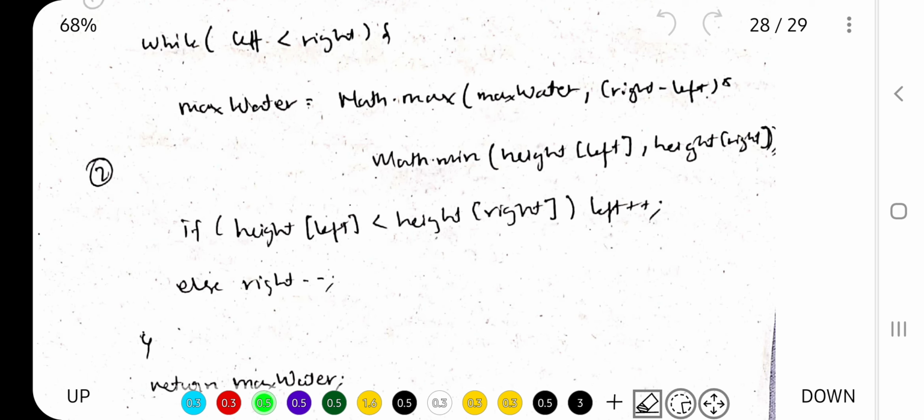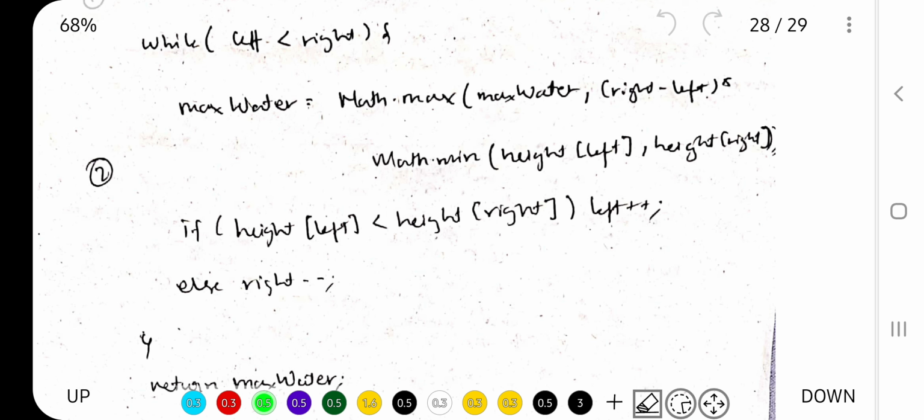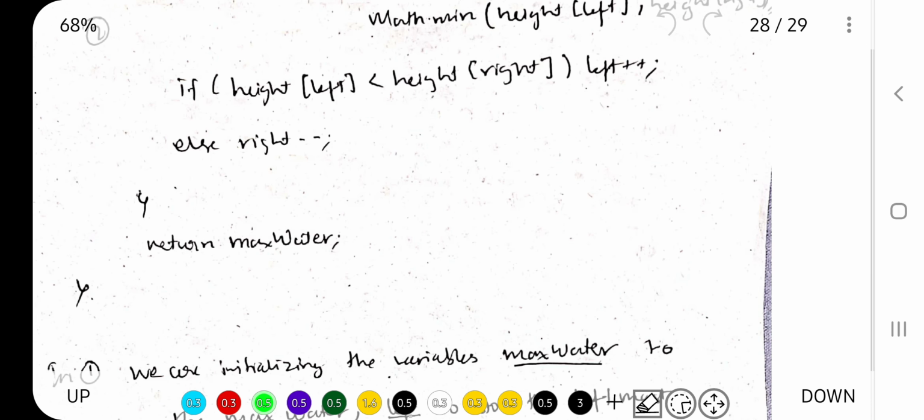And if the left is smaller than right, in this case we'll be incrementing this in hope of getting a greater value of left. So in that case we'll be doing it like this. If it's the other case, right is smaller, we'll be decrementing right in hope of getting a higher value than the previous value. That's what we'll be doing, and each time we'll be comparing if the answer we got is greater than the previous answer, we will be updating that as well. Okay, and finally after the while loop gets over, we'll be returning the max water. So that's all you have to do in this code.